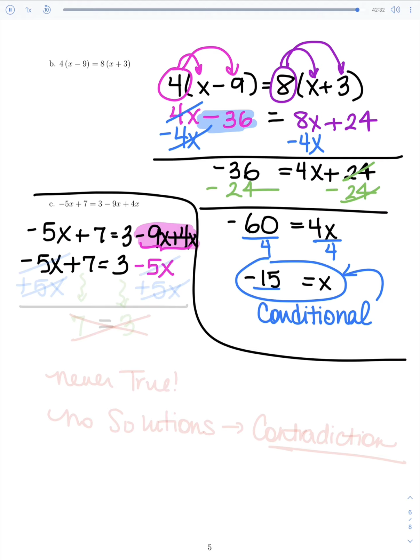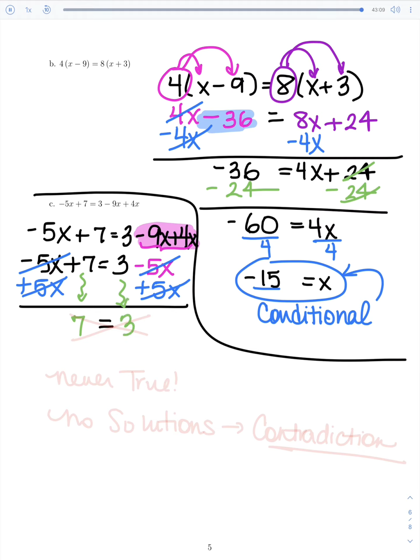If you didn't know what was going on at this point, I would say, okay, well, let's try and get the x's on the same side. So we've got a negative 5x. Let's add a 5x to both sides. And what I'd say is, okay, let's see what happens. Notice the x's cancel out on the left-hand side, but they also cancel out on the right-hand side. And let's see what's left. On the left-hand side, we still have our 7, and on the right-hand side, we still have our 3.